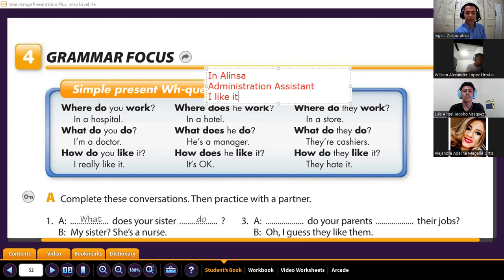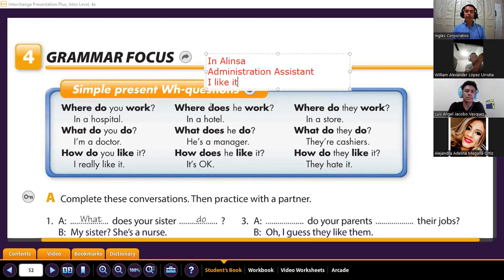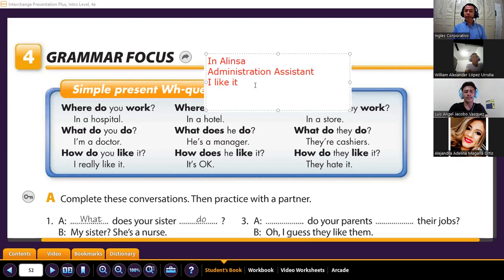Thank you very much. Now, Luis, please. Where does Alejandra work? In Alinsa. And what does she do? She's an administration assistant. Okay. Good. And how does she like it? She likes it. Okay, very good. Nice.